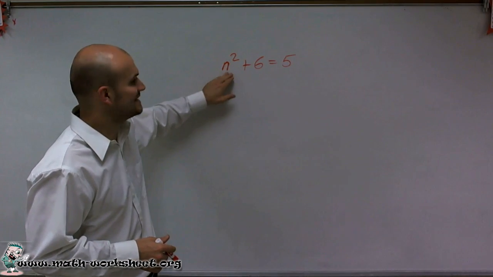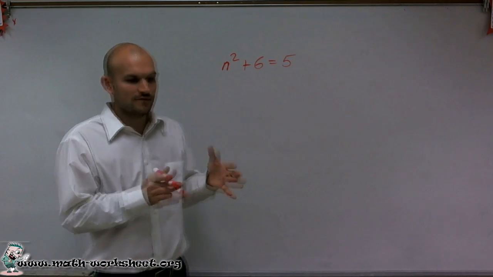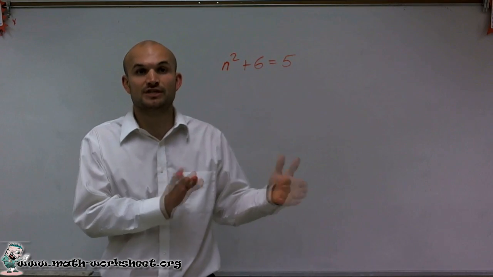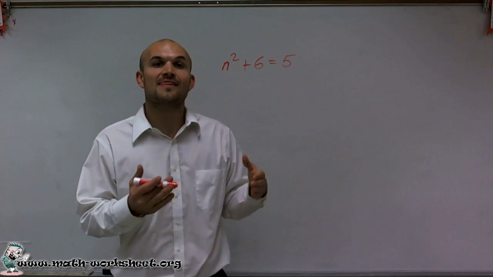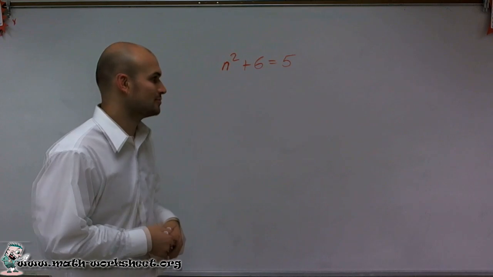What I'm going to do is I need to get the n by itself. So I'm going to use my inverse operations. Remember, the first thing you always do is the reverse order of operations, meaning we always want to undo addition and subtraction first, then we'll undo multiplication and division, then we undo exponents or powers, and then our grouping terms.